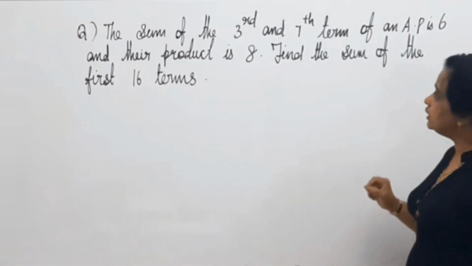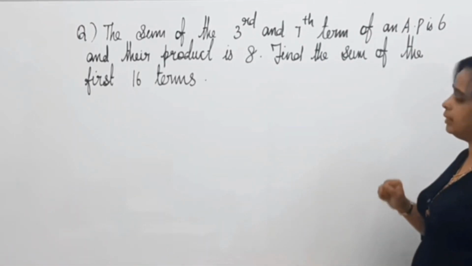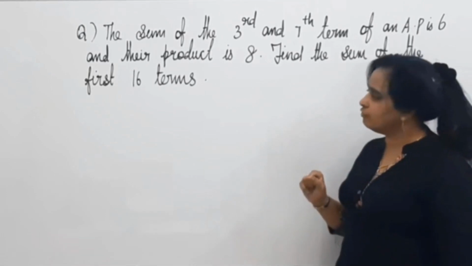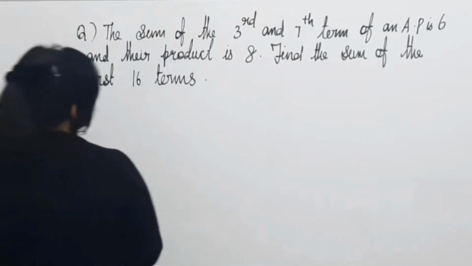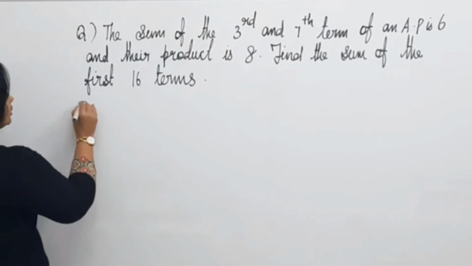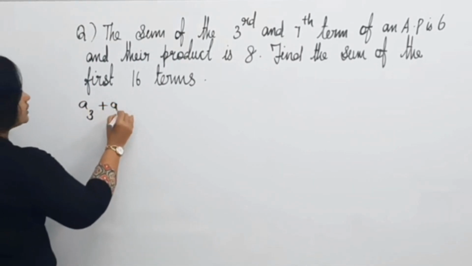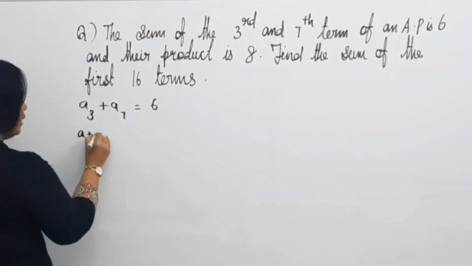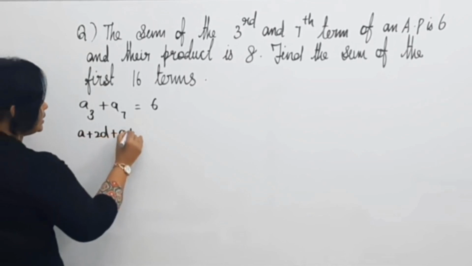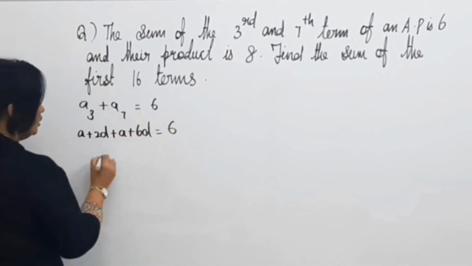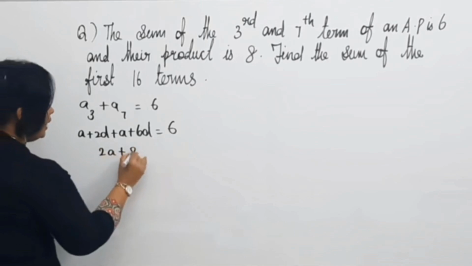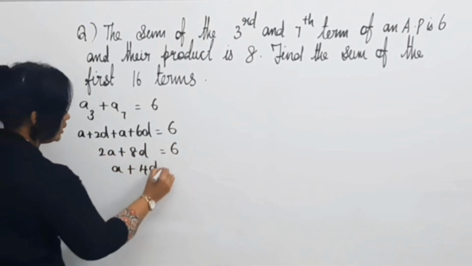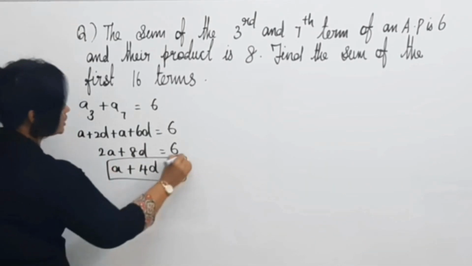The sum of the third and seventh term of an AP is 6 and the product is 8. Find the sum of the first 16 terms. So the sum of the third and the seventh term, that is A3 plus A7, is equal to 6. So A3 plus A7 is A plus 2D plus A plus 6D is equal to 6. So 2A plus 8D is equal to 6. I have A plus 4D is equal to 3. So this is my first equation.